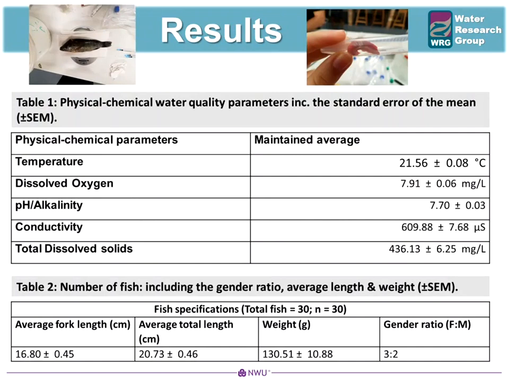The following results pertaining to the physical-chemical parameters of the media used in the exposures are presented in Table 1. The values include the standard error of each parameter noted. As one can observe, stable conditions were maintained during the exposure. Table 2 illustrates the information on the fish used in the study. This includes the number of fish, the average fork length, total length, weight, and gender ratio per tank.